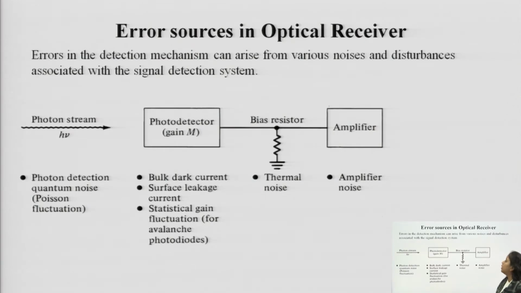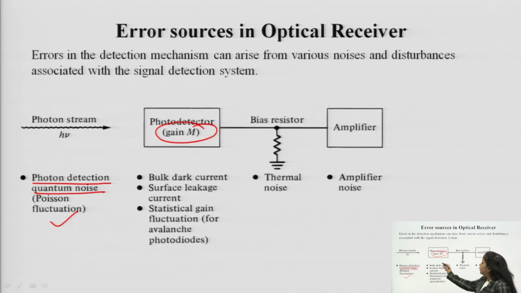Now, there are different sources of error in the optical receiver. When the photodetector having a gain m, when a photon stream strikes here, there is a photo detection quantum noise which fluctuates in the form of a Poisson distribution. About that we have already discussed in the previous lectures when we were talking about the noises in the receiver part, the noises in the photodiode.